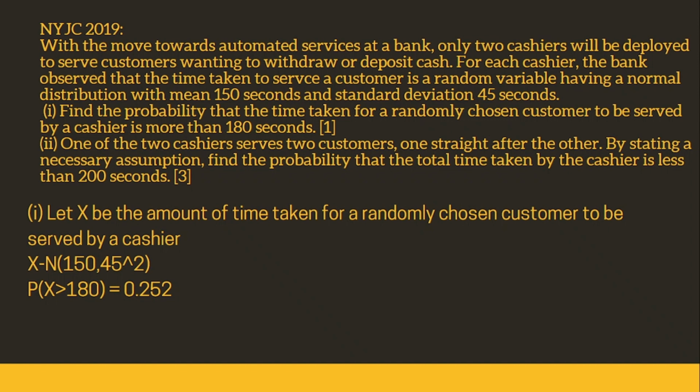Just let X be the amount of time taken for a randomly chosen customer to be served by the cashier. So we lay down the information. X is a normal with mean 150 and variance 45 squared. So just put it into a GC, the probability that it is greater than 180 will just be 0.252.